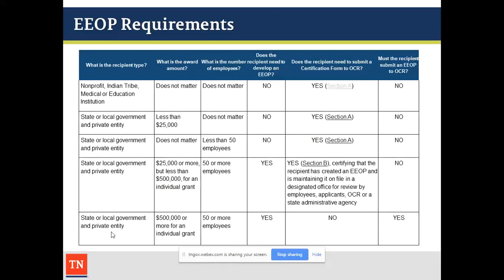The last group of agencies are those that are state or local government and they have an award of $500,000 or more, and 50 or more employees. You have to develop an EEOP. You do not submit a certification form, but you would submit the EEOP to OCR. Again, if you have any questions about this, we will post this WebEx and you can refer to this. You can also submit any of your questions to ocjp.compliance@tn.gov.